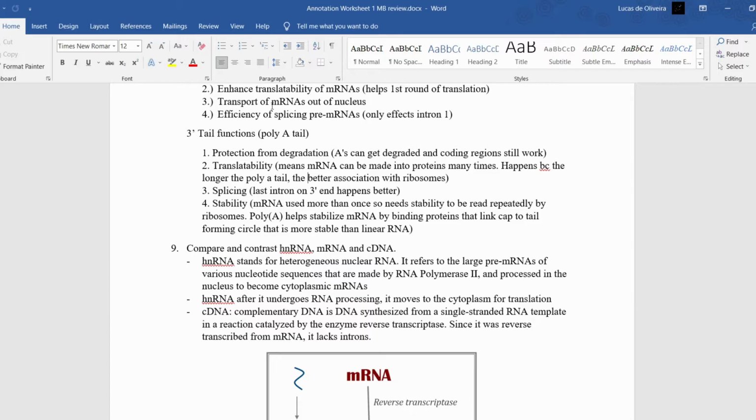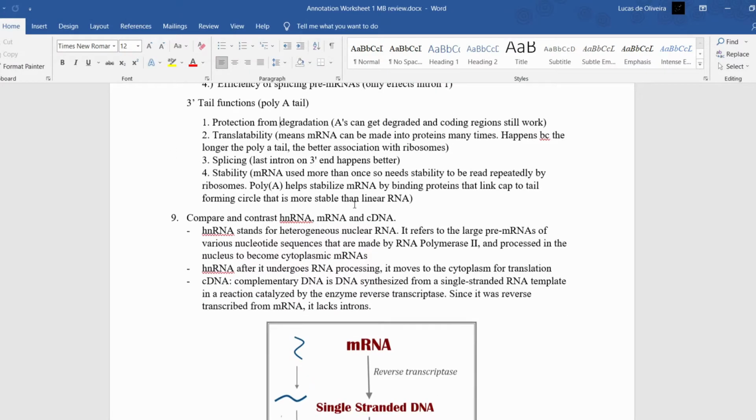helps with splicing in the exact same way as the cap does, but just on the 3' end instead of the 5' end. Don't worry about this one too much. This is like a whole process, but essentially the poly A circularizes, and by being a circle, it's more stable than it being linear RNA, because then the RNase can't easily access the ends to form a cap. I think there's like a helper enzyme that sort of like binds them together.